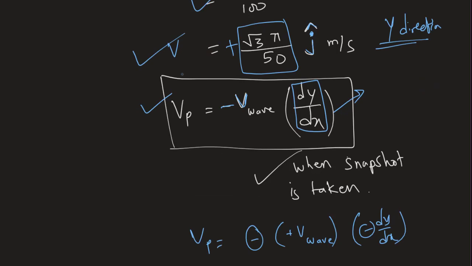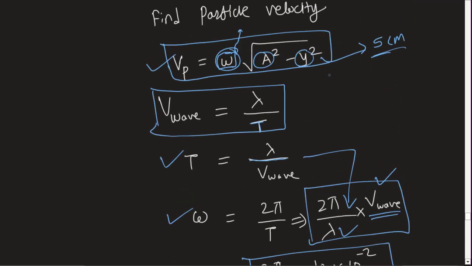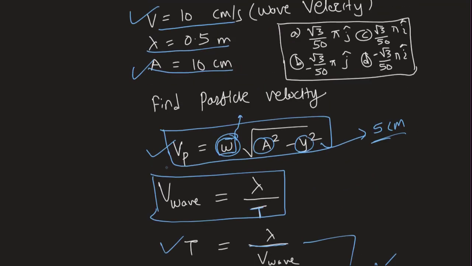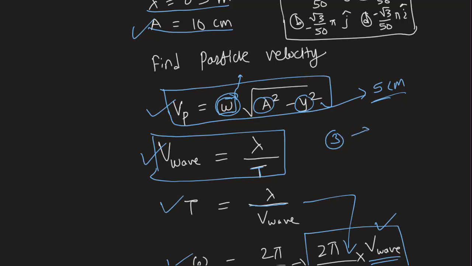So just to summarize, there are two equations that you need to remember. Vp, velocity of particle, is equal to minus v wave, velocity of wave into dy by dx. dy by dx is nothing but the slope. And velocity of particle is also given by this equation as well. So these two equations are very important. Omega into under root of a square minus y square. And another important equation is velocity of wave is equal to lambda divided by T. So these three equations you need to know. If you know these three equations, then it's very easy to solve this problem.